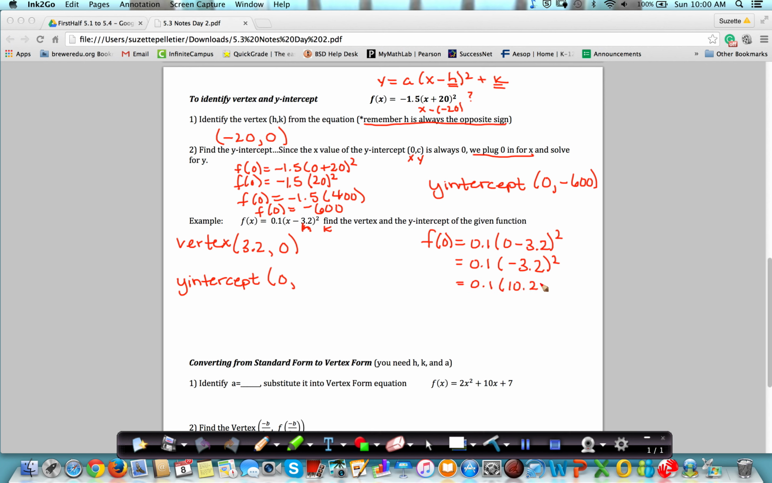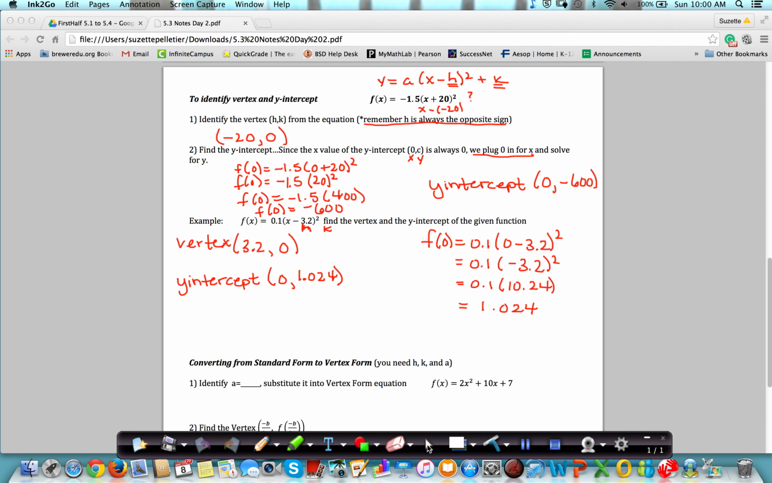And so it's positive 10.24, negative times a negative. I'm going to multiply that by 0.1 now, and I'm going to get 1.024. That is my y-intercept. So 0, 1.024. So pretty easy to do. HK comes right from the equation, and then plug and chug your 0 for your y-intercept.